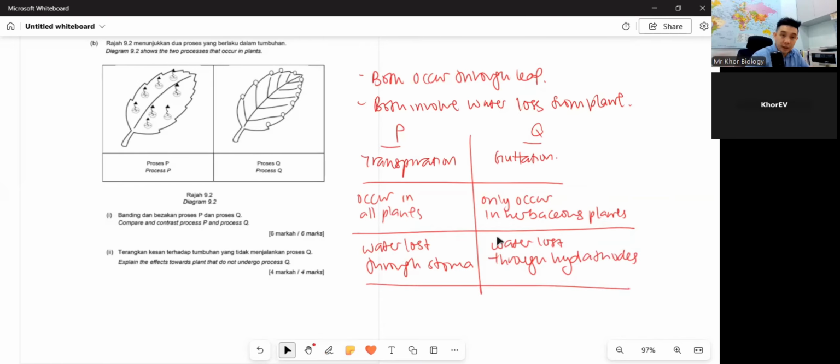And finally, guys, we can say that it cools the plant for transpiration, but not Q. It does not cool the plant.